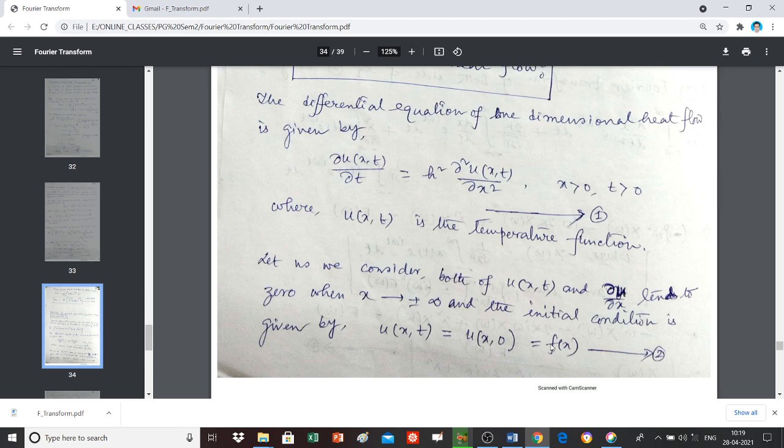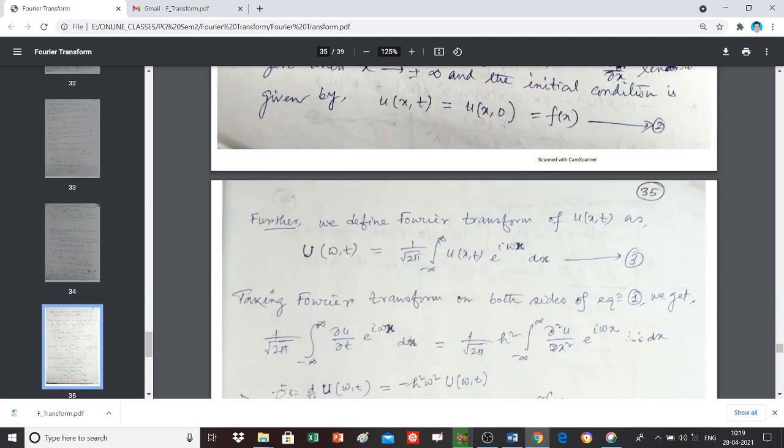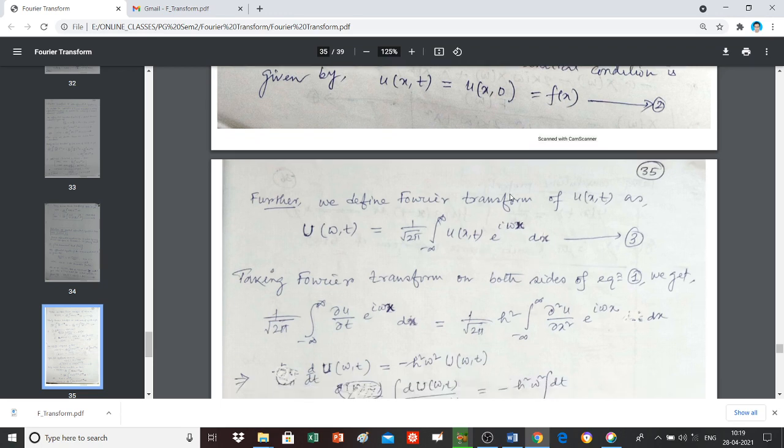Now we define the Fourier transform of the temperature function u(x,t) as U(omega,t), that is 1 by root 2 pi, integral from minus infinity to plus infinity of u(x,t) e to the i omega x dx. We are taking this definition of the Fourier transform of the function u(x,t). This is equation number 3.